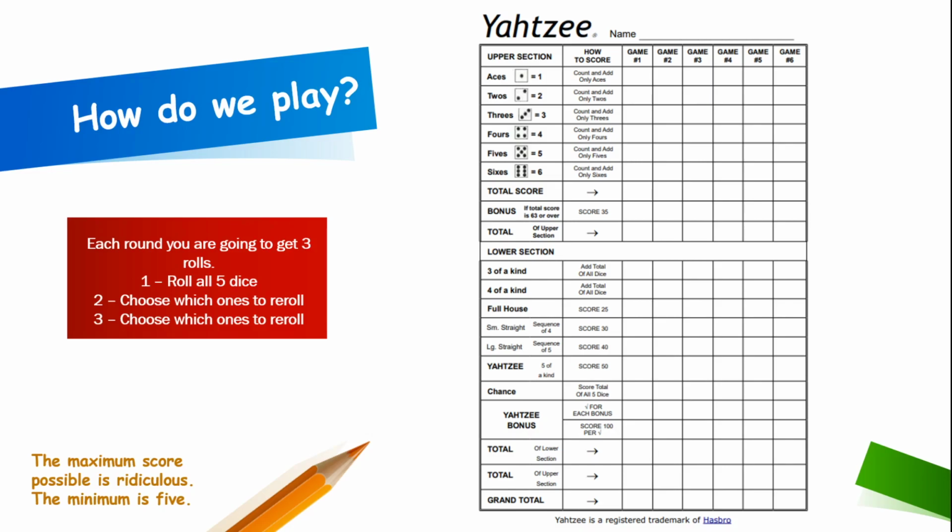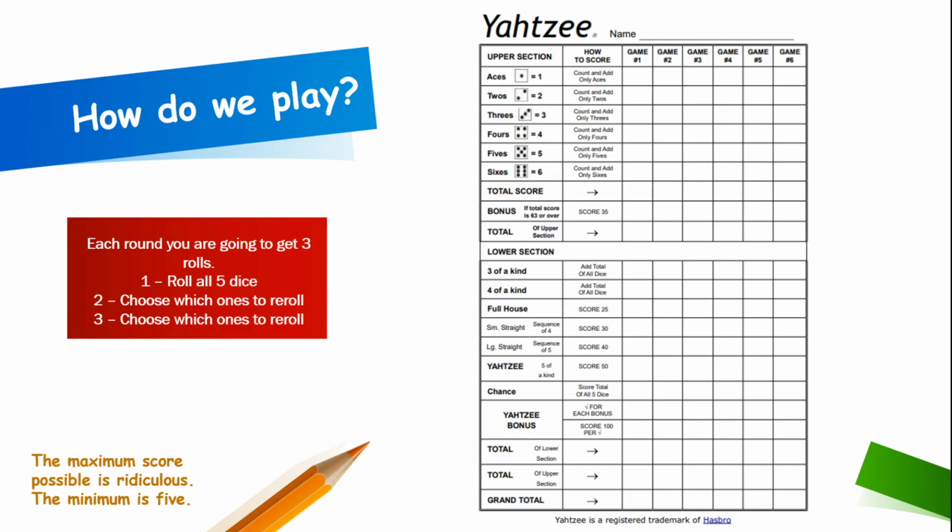Now, what I ideally want is to get 3 or more of every one of these numbers, if I can, because if I get 3 or more of every number, I get a bonus score at the end if I get my total of those top bits of more than 63. I'm going to get 35 bonus points. So you would fill all those in.